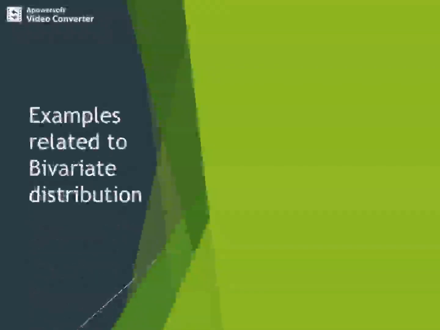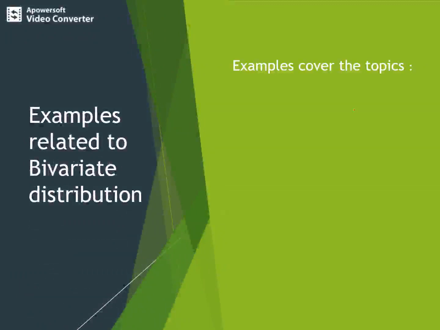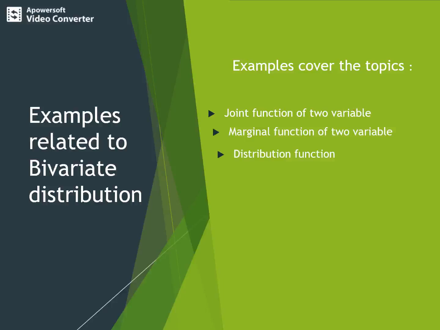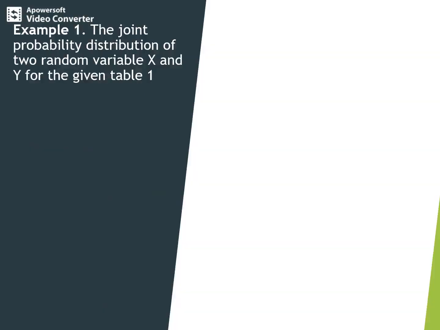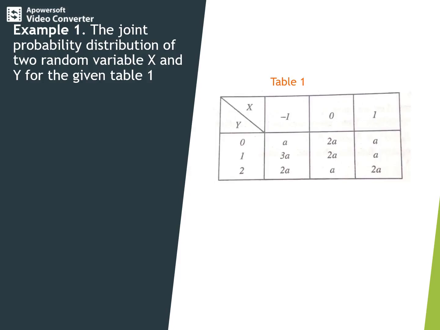Now let's start some examples related to the bivariate distribution. These examples cover the topics joint function of two variables, marginal function of two variables, distribution function, expectation, covariance, and correlation coefficient. Now take an example: the joint probability distribution of two random variables x and y is given in table 1.